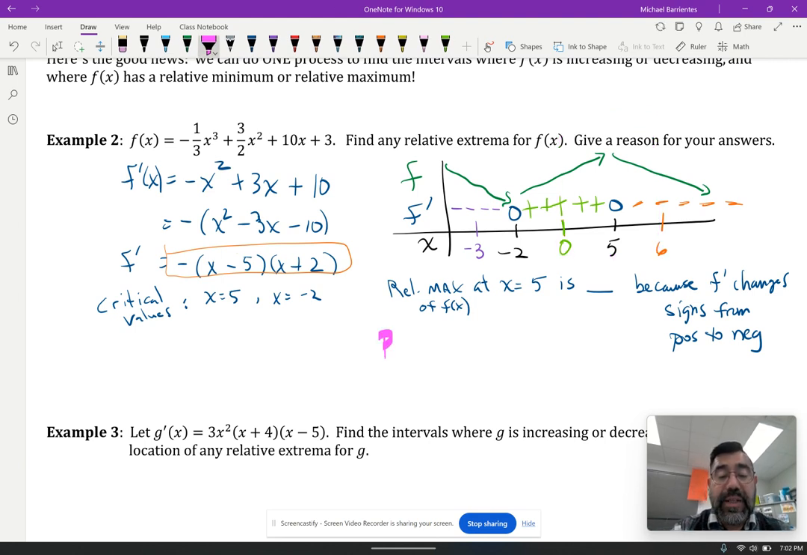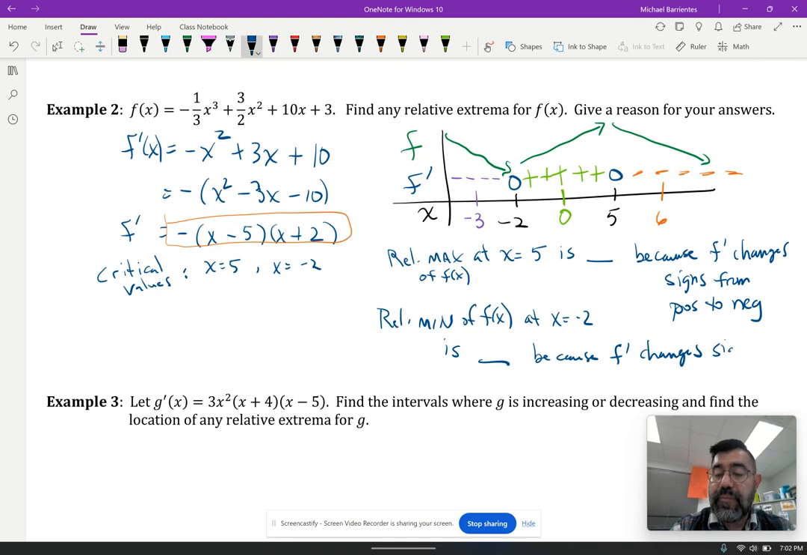I know there's a relative min. Let me change colors here. I know there's a relative minimum of f of x at x equals -2, and I know that it's some number, because f prime changes signs from negative to positive at that point.